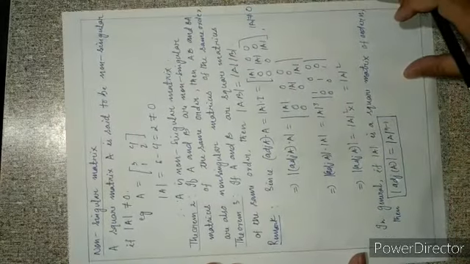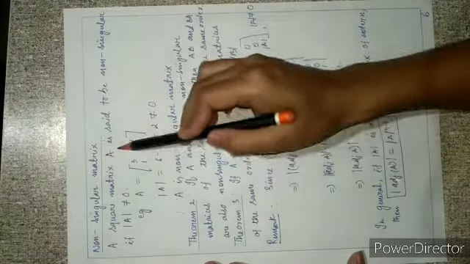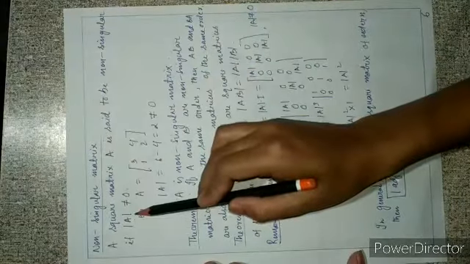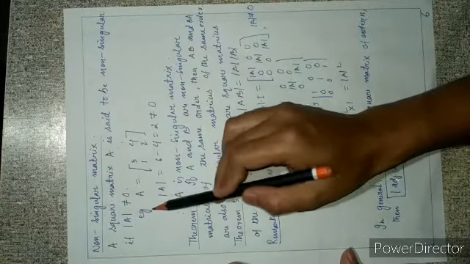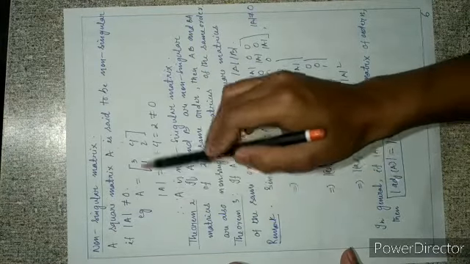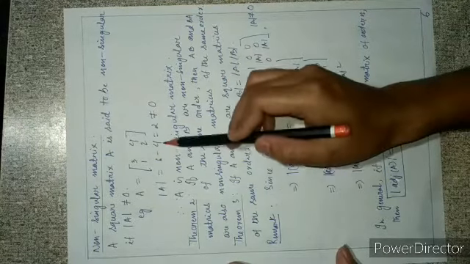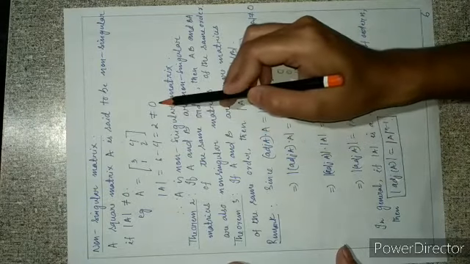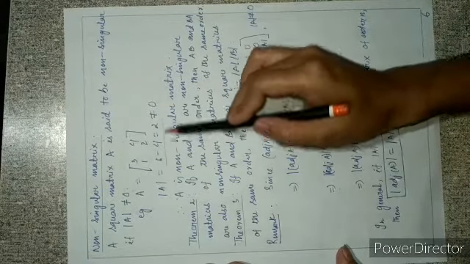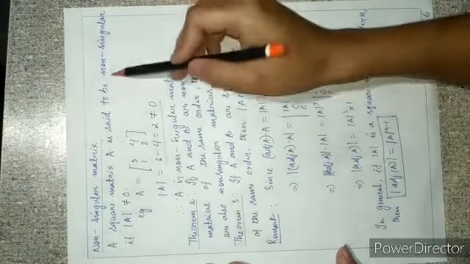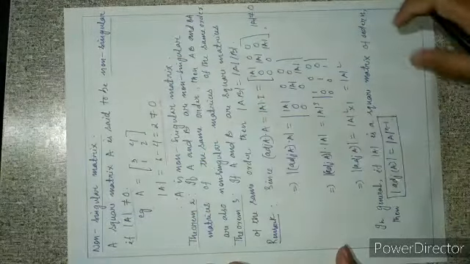Next, non-singular matrix. A square matrix A is said to be non-singular if the determinant of A is not equal to 0. Example: matrix A is 3 4 and 1 2. The determinant of A is 6 minus 4, which is 2. Since the determinant is not 0, it is a non-singular matrix.